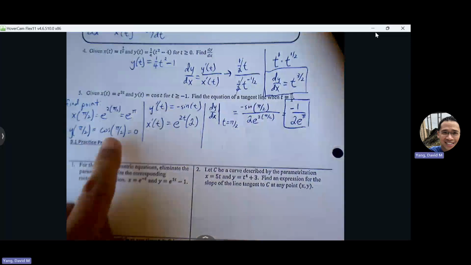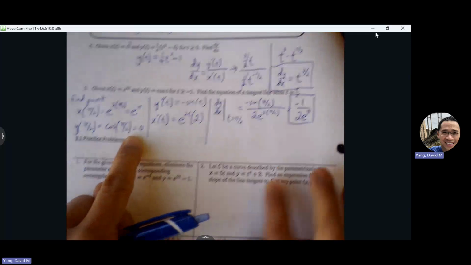So we have everything that we need. We have our ordered pair. We have our slope. And now I'll just put it in point slope form.